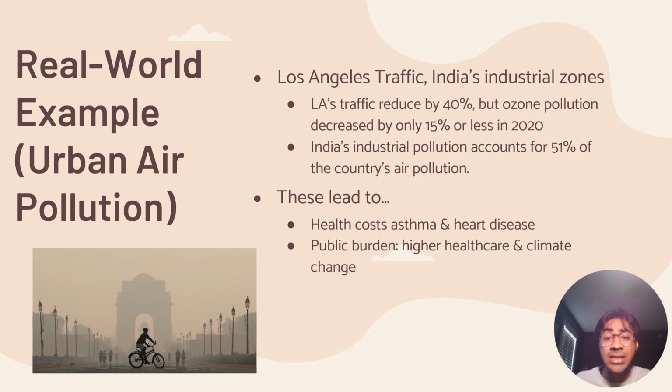Similarly, in India's industrial zone, such as Kanpur or areas surrounding Delhi, heavily rely on coal and outdated technologies. These firms will emit pollutions far beyond what is efficient for society. But because they don't pay for those external damages, they just keep overproducing and pollute excessively. In India, industrial pollution accounts for almost 51% of country's air pollution, which is crazy. In both cases, we observe a classic market failure. Producers and consumers make decisions based on only private costs, ignoring a broader social harm.